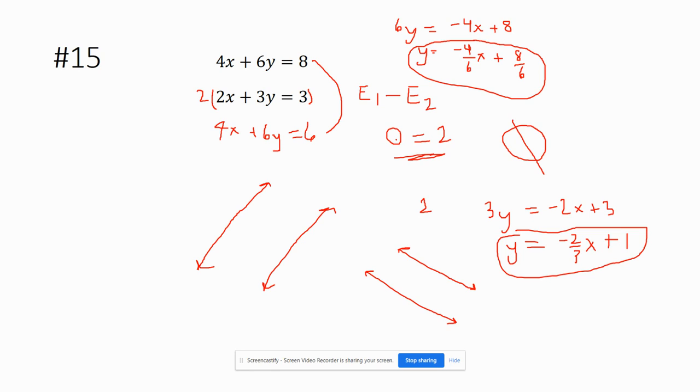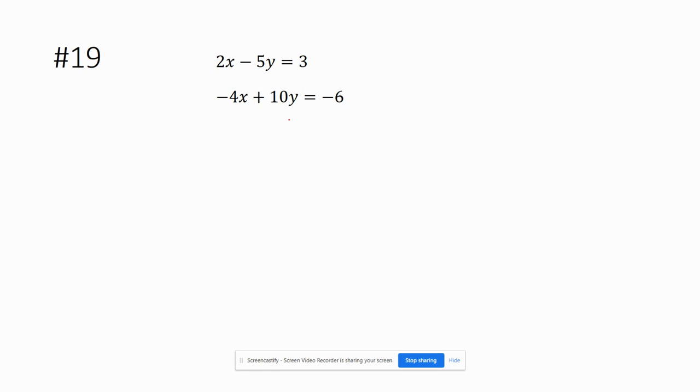On the next problem, if we multiply this equation by 2, and it doesn't always have to be by 2, it just turns out that way for these problems, then this equation turns into 4x minus 10y equals 6.